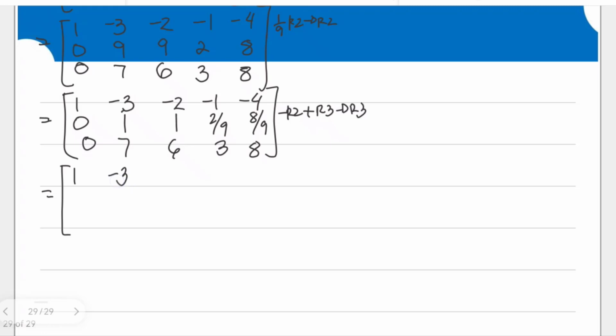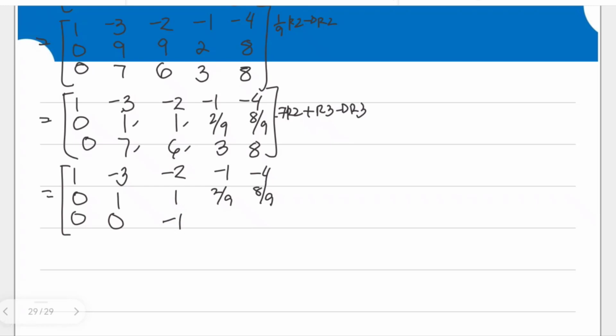Negative 1, positive 1, negative 3, negative 2, negative 1, negative 4, 0, 1, 1, 2 ninths, 8 ninths here. Okay, so simply, sorry, this is negative 7, right? And negative 7. Negative 7 times 1 is negative 7 plus 7, 0. Negative 7 times 1 is negative 7 plus 6, so negative 1.